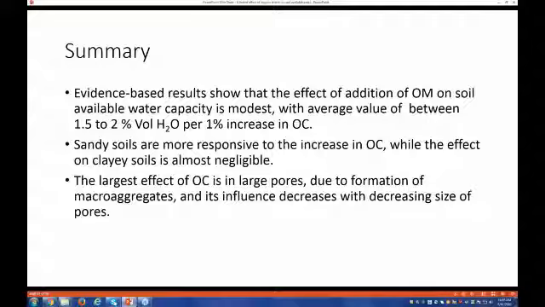The 2 or 3 millimeters may actually help hold more water in the soil. But for loamy soils and clay soils, the effect is very, very small. And the largest effect is on the larger pores. That means under saturation it can hold more water, but that doesn't mean that the water will be available to plants.